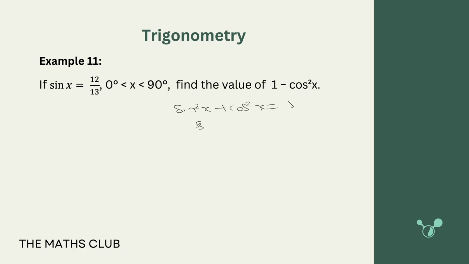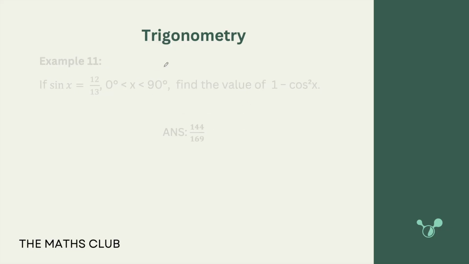From our identity, we said sine square x plus cos square x is equal to 1. So if we make sine square x the subject of the formula, this would be 1 minus cos square x. And it says you should find 1 minus cos square x. You have sine x, so it's just to square it. That'll give 144 over 169. Great. You don't even need to do anything more for that one.